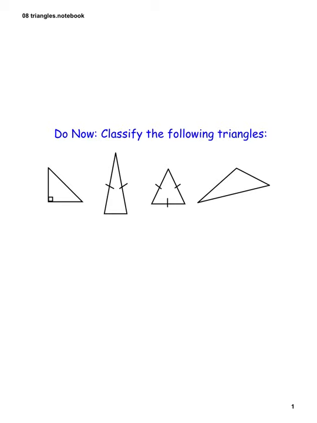Okay, today we are going to learn how to do a coordinate geometry proof with a triangle. So the first thing that we need to know is what types of triangles we could have. To classify the following triangles, this is a right triangle. It's got one right angle. This second one here is called an isosceles triangle, and it's got two congruent sides.